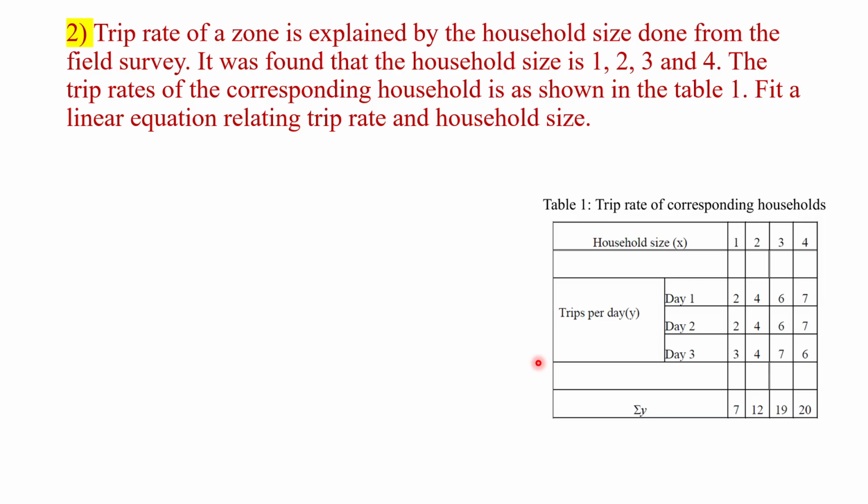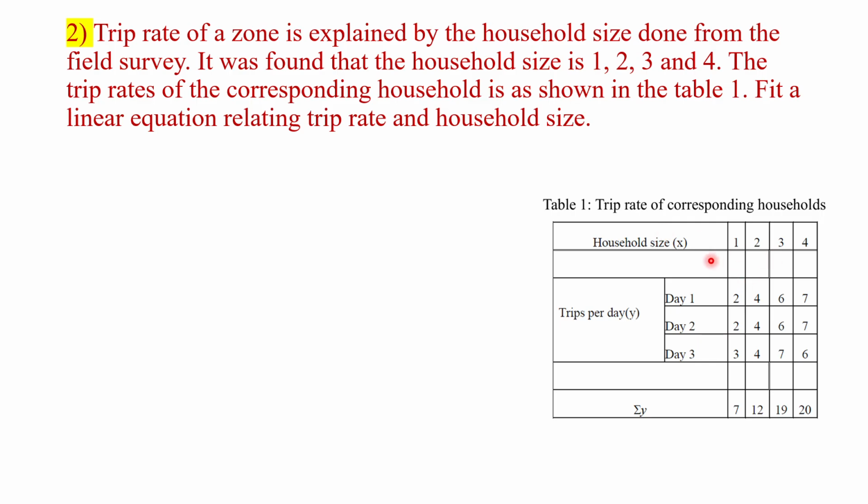Okay, now let's see another example. In this particular example, the trip rate of the zone is explained by the household size, from a field survey, and it was found that for household sizes 1, 2, 3 and 4, the trip rates for the corresponding households are given for 3 separate days. And we are asked to fit a linear equation relating the trip rate and household size.